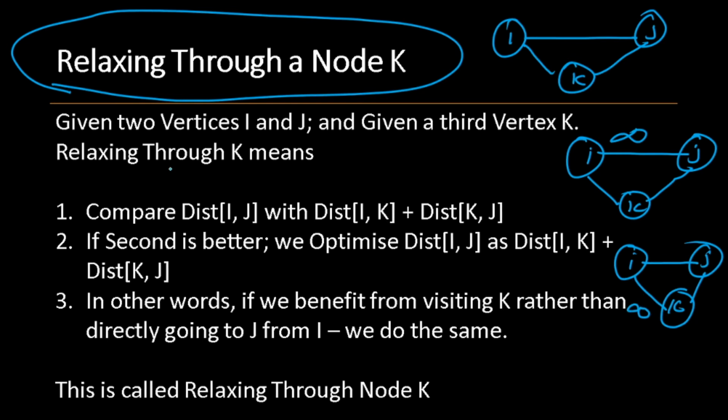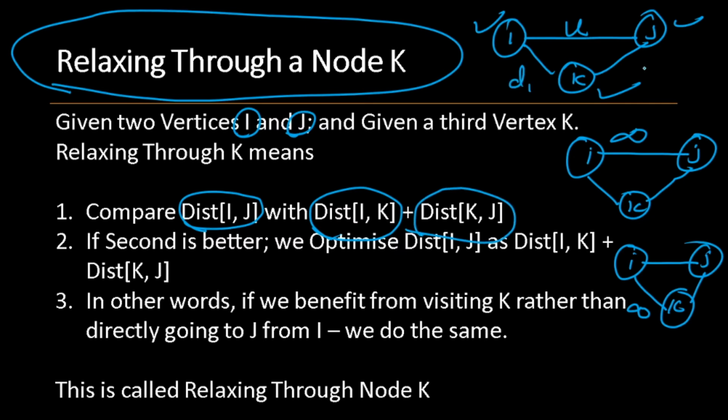Okay, this is a premise. So what does relaxation mean? Given two vertices i and j, and given a third vertex k, we need to compare two quantities. On the left hand side, we'll take the distance ij, which we'll call u, and compare it with distances ik and kj, which we'll call d1 and d2. So u versus d1 plus d2. Whichever is better, we will take it.